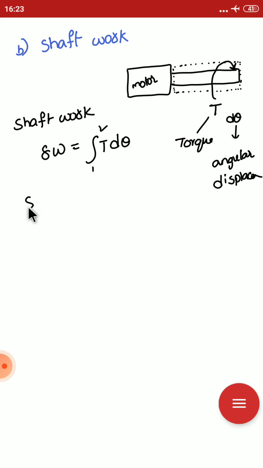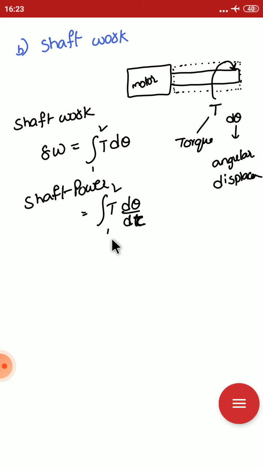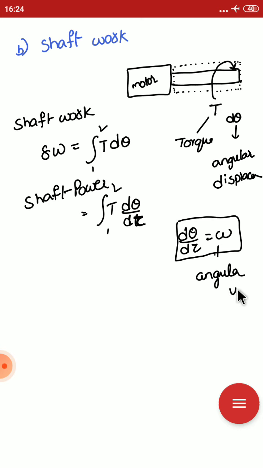And the shaft power can be T into d theta by d tau, from 1 to 2. d theta by d tau is omega, where omega is the angular velocity. This is the shaft power.